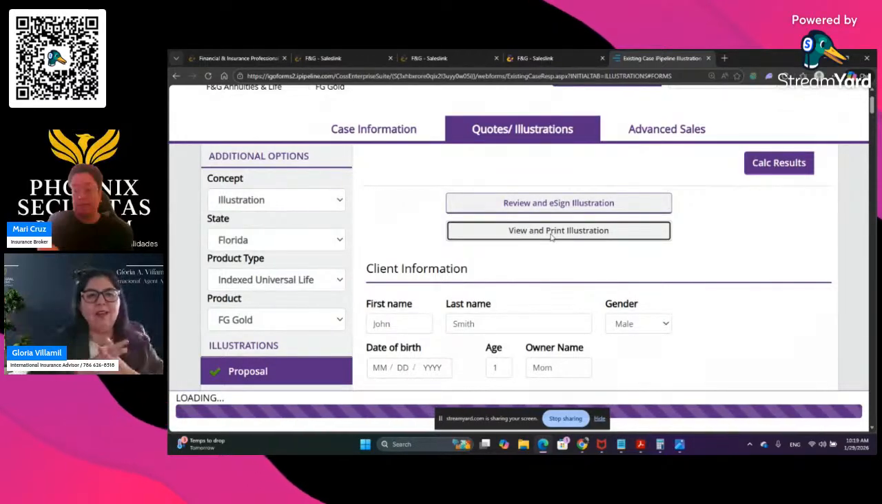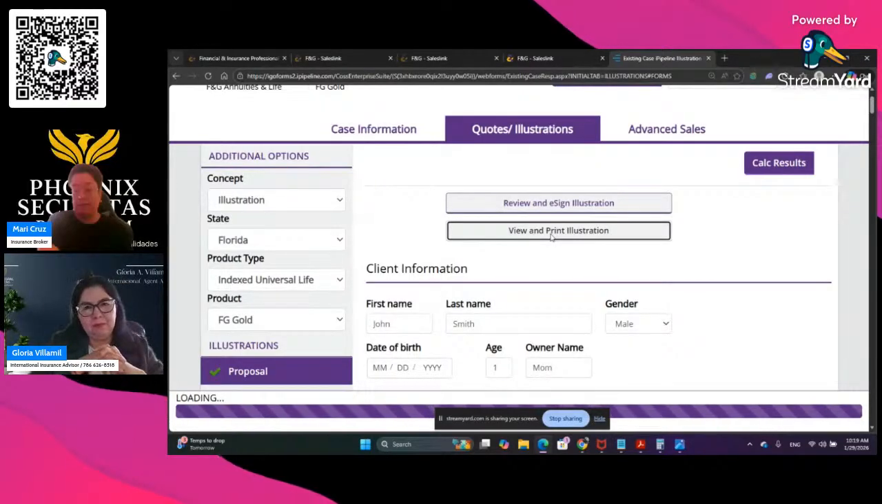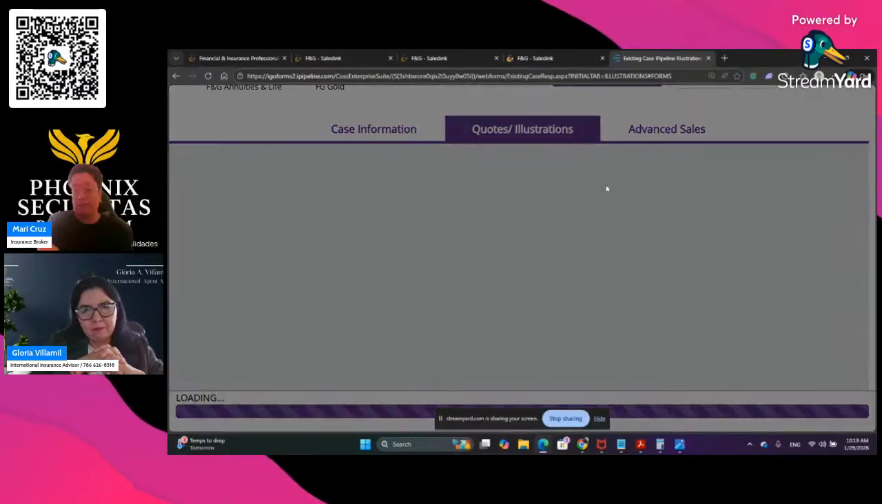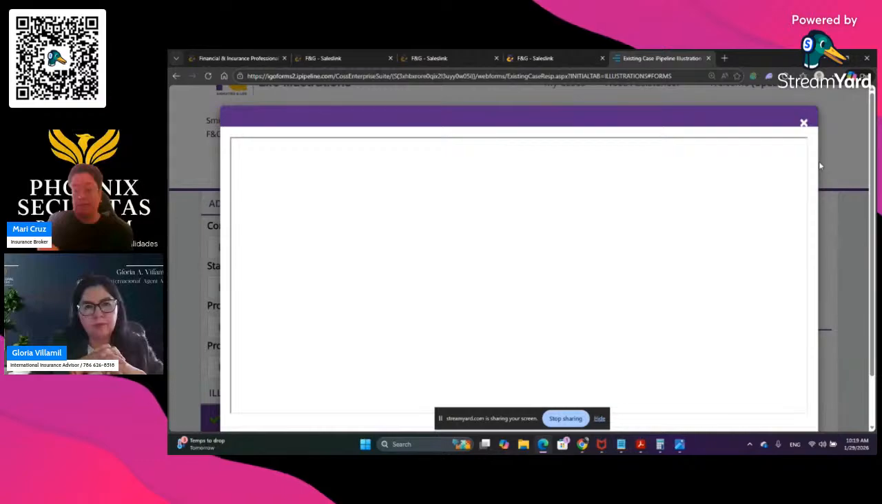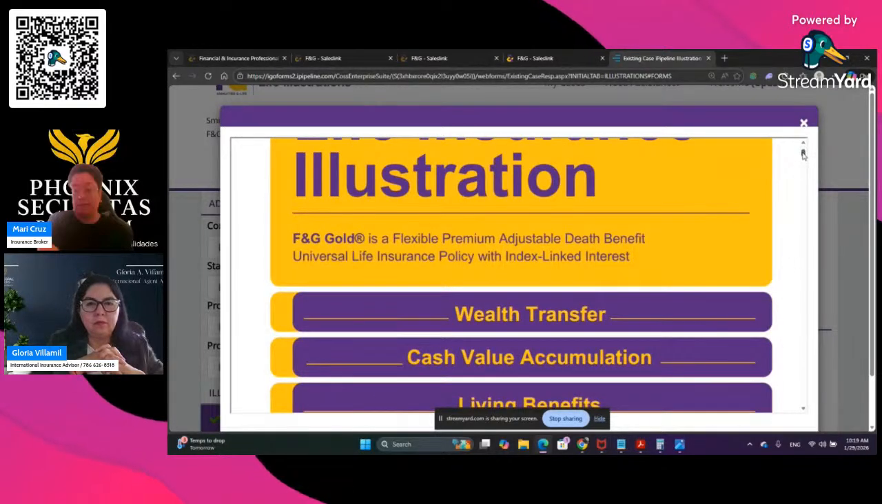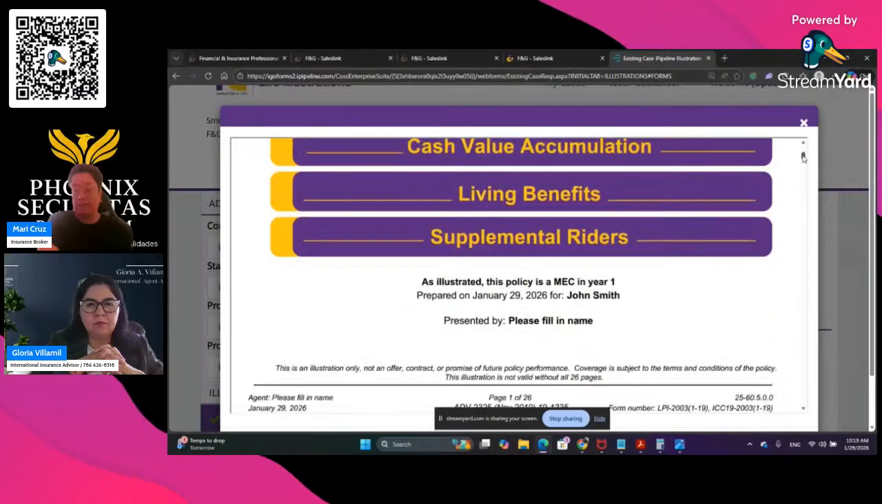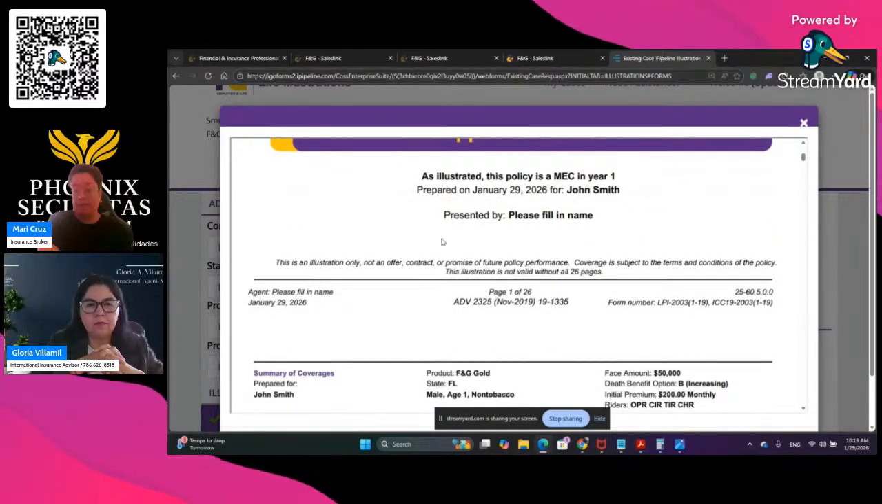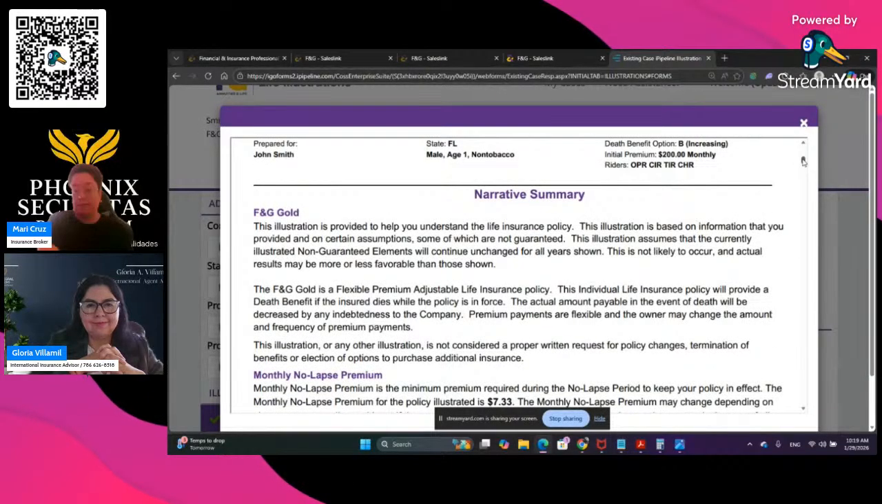$3 a day. Okay, let's see what $3 daily in this program does for us. And remember that the mom, the person who is the owner of the policy, is the person who has the control of the purse, the little bank. As you see, this is a wealth transfer, cash value accumulation, living benefits, and supplemental riders. Again, this is for John Smith, the little baby that I imagined, 1 year old from Florida, $200 a month, right? Yes. Okay, so let's go here.